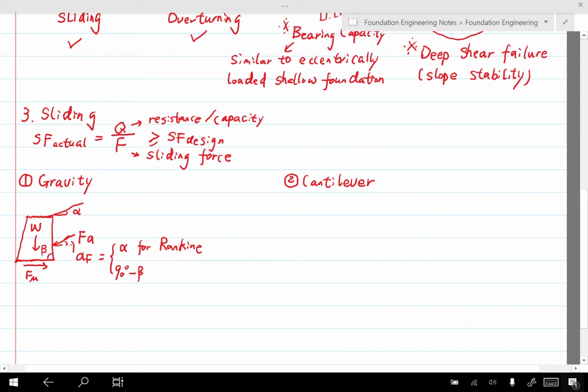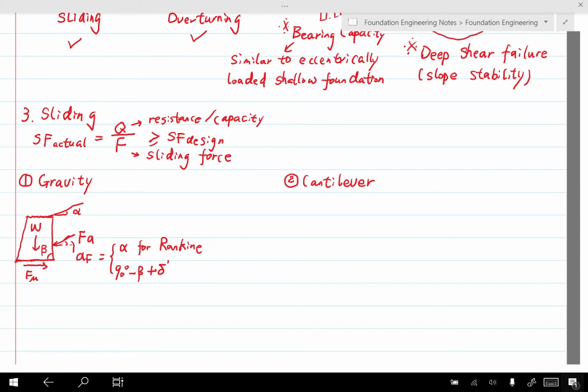Here we do it in a simple way. We draw a vertical one, but this one can also take care of non-vertical angles. Plus delta prime. Delta prime is the friction angle between the back of the wall and the soil next to it.